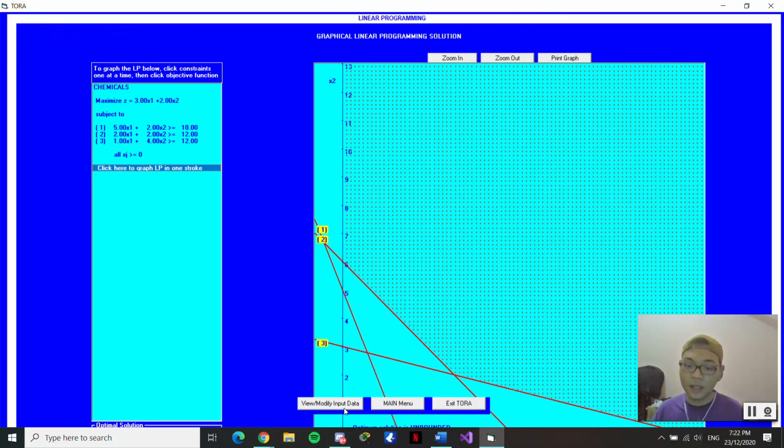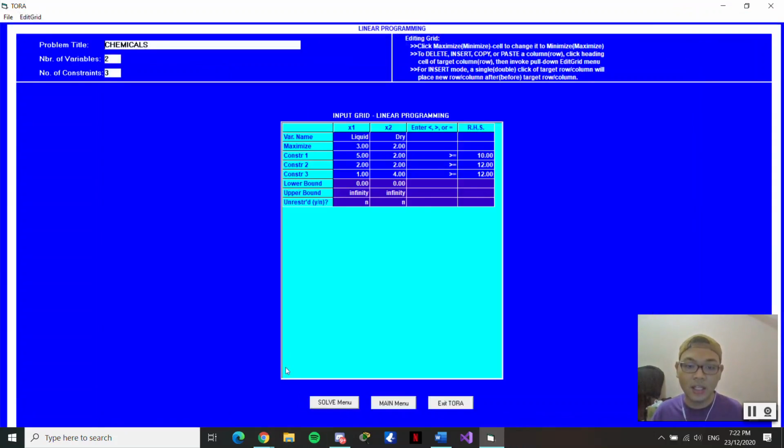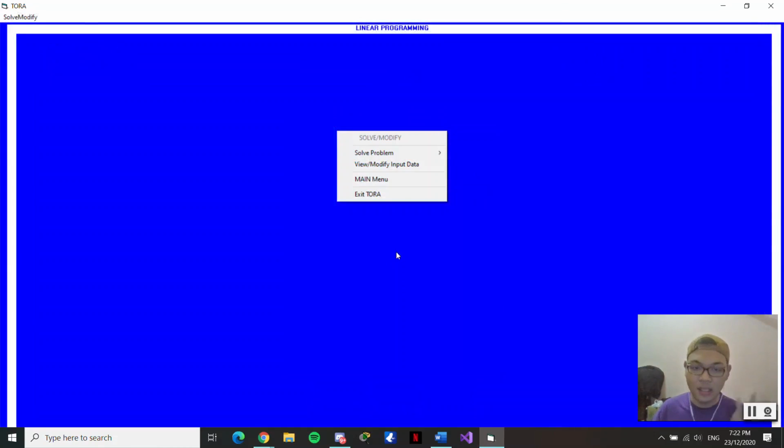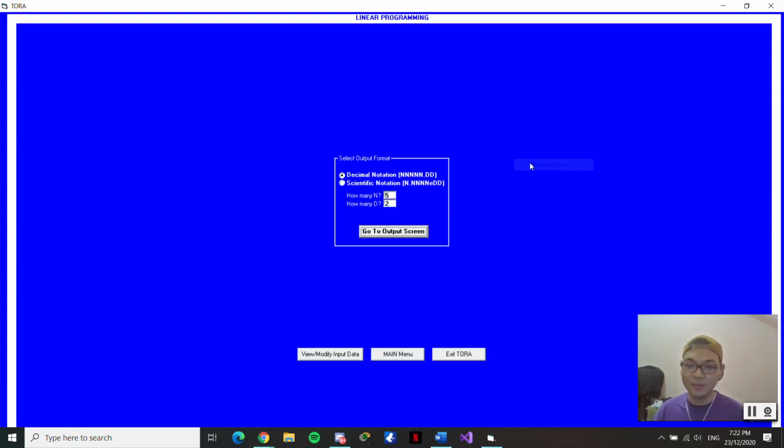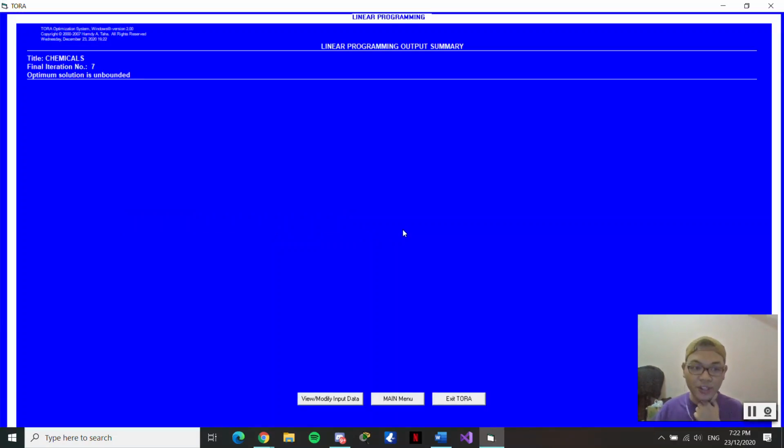Okay, so another way you can actually do this is by solving it. Okay, not going to save. We're just going to solve it, and then we're going to pick the final solution under the algebraic column and go to output. Oops, it says unbounded.